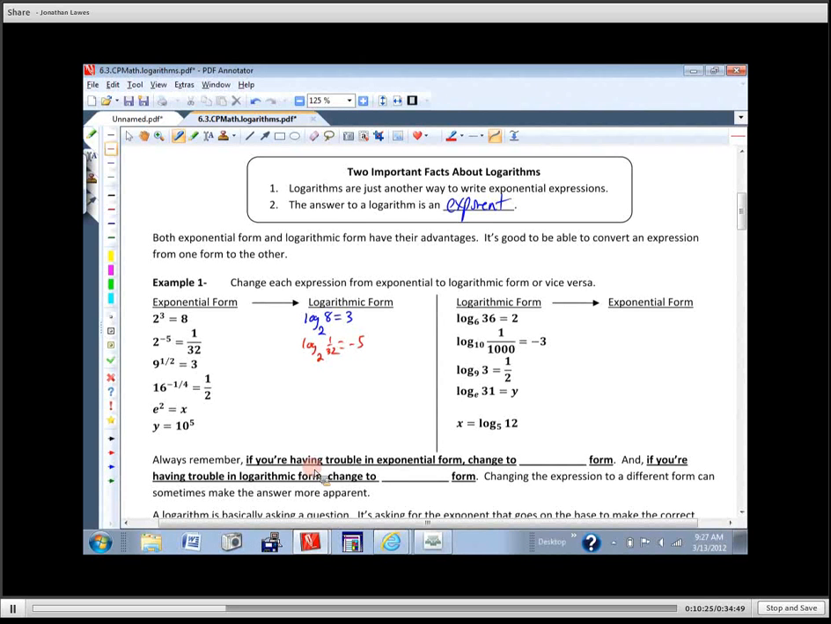Here's why. Everybody watch, please. Again, it's just a question of reading these the right way. 2 to the -5 is 1 over 32. If you think of it that way, is that true? Yeah, you know that's true.